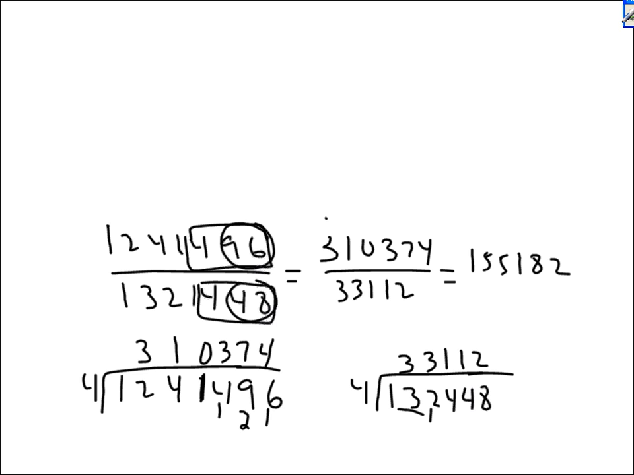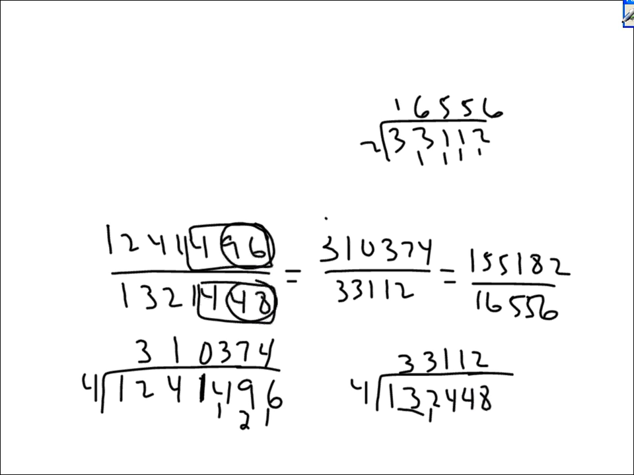Top number divided by 2 to save a little time is 155,182. Now, the bottom number is 16. Oh, why am I having trouble with this? 1, 6, 5, 5, 6. It ends in a 7, sorry. Okay, so we have this. Now, I can't divide by 2 because the top number is not divisible by 2.